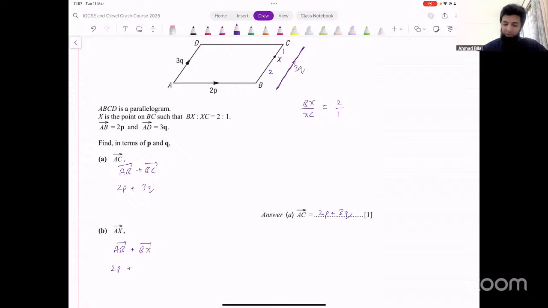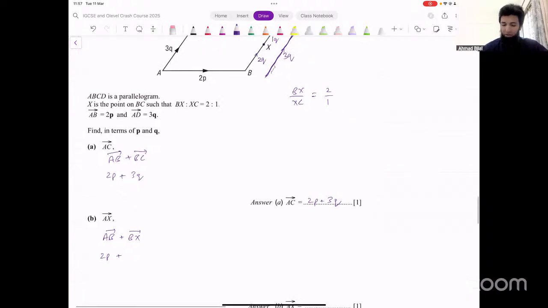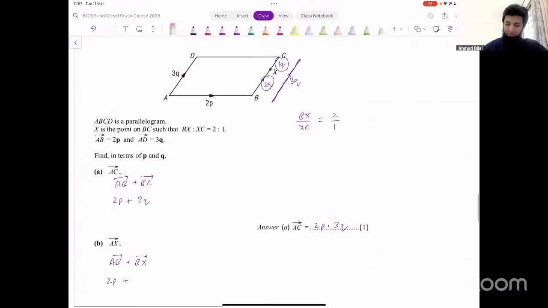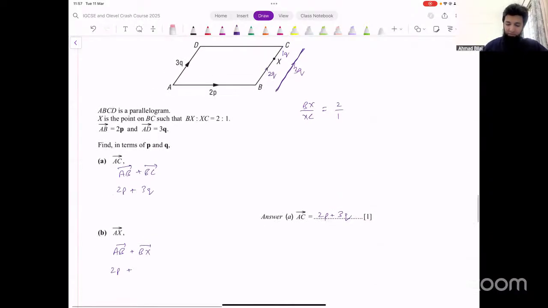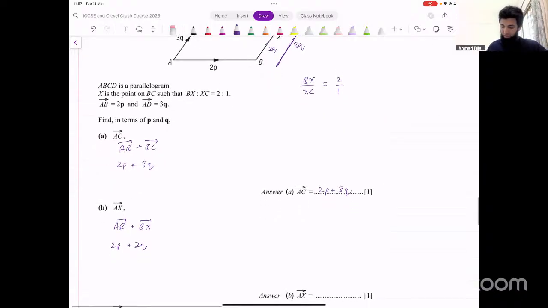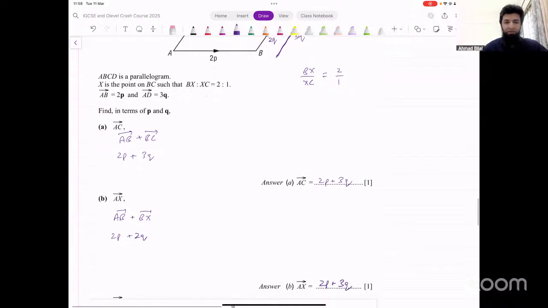And now we know the ratio between these two. This is 2 and this is 1. Which means if that total was 3Q, then BX part is supposed to be 2Q and this part is supposed to be 1Q. All right. So this is 2Q and that is 1Q. So BX, therefore, we say is 2 times Q. So AX turns out to be 2P plus 2Q. That's the result that we get from this.